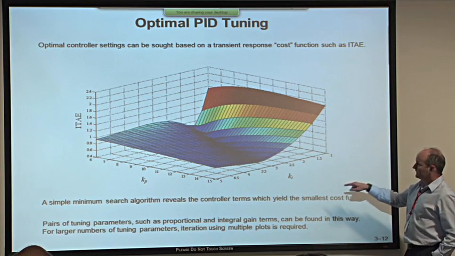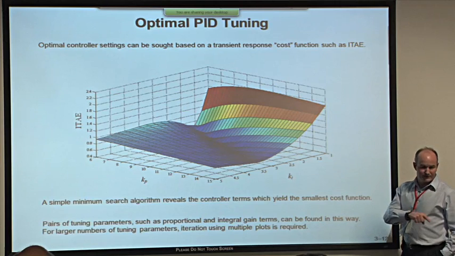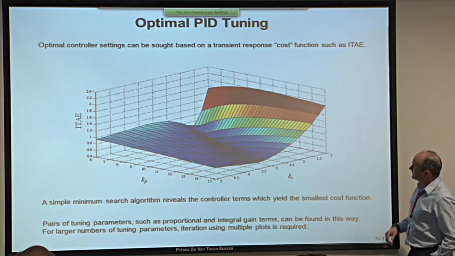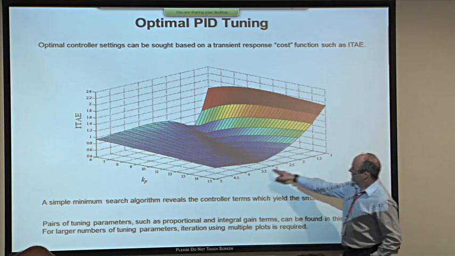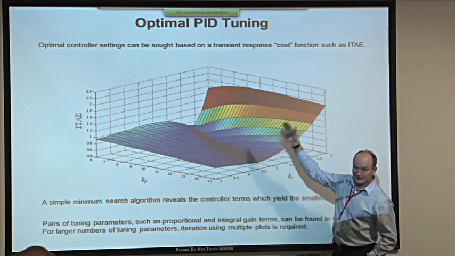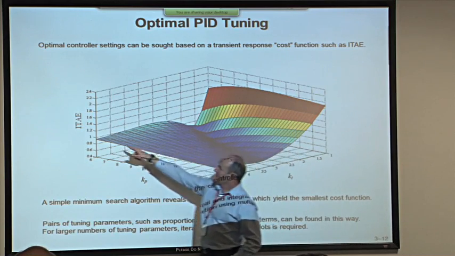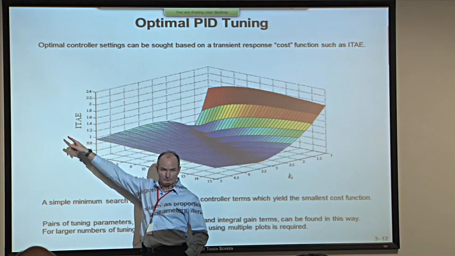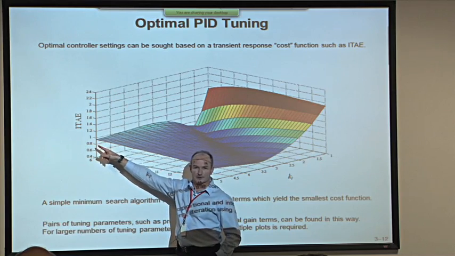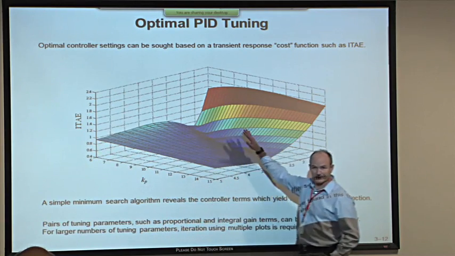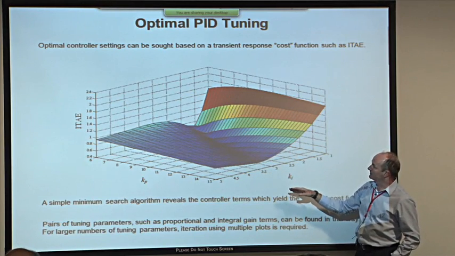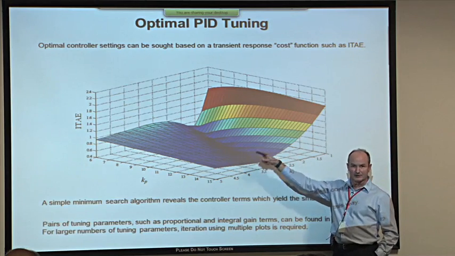This, in fact, is the first of the tutorials that we just did, the one where we had reasonable results for the PID controller. And what I've done here is I've chosen a grid of proportional and integral gains, and the vertical axis here is the ITAE based on the step response. So for every combination of P and I gains, there's an ITAE response, and we can build up a surface like this.